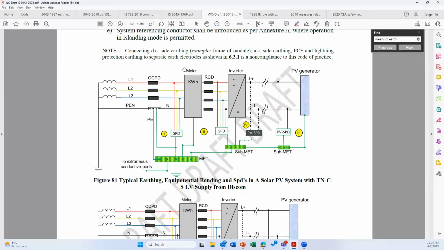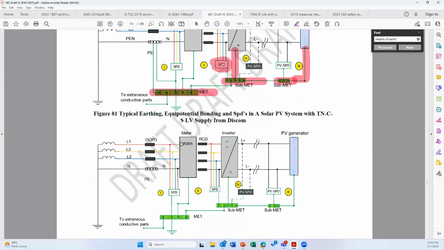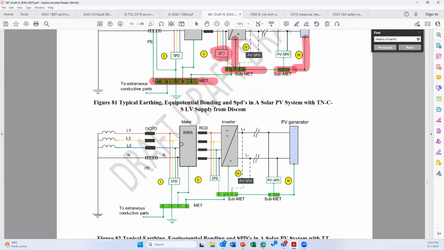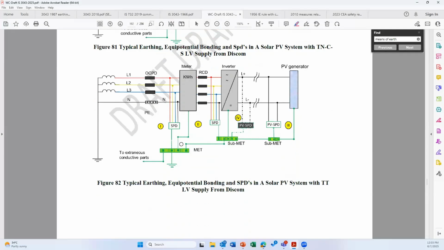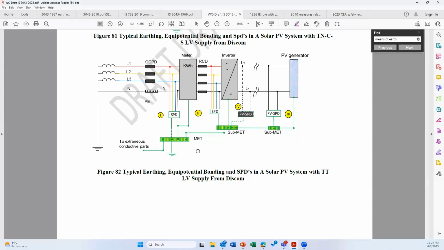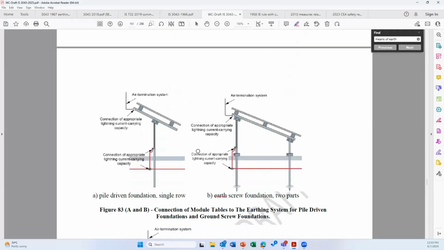This figure is again from an IS standard, which tells you, as you can see here, there is a common earth bus bar. So all the metallic parts, exposed and extraneous conductive parts, are connected to the common earth bus bar. This also explains where to use the SPD and so on. Two types of connections are shown. One is for a TN-S system, and the next one is for a TT system. So both the figures are included. The system remains the same. Every metal part is connected to a common bus bar.